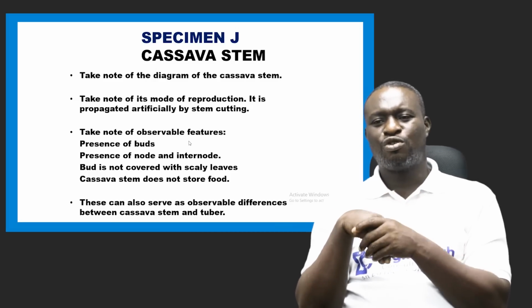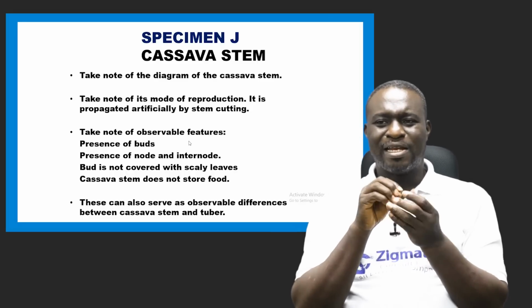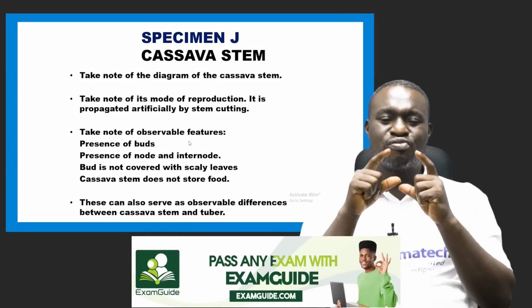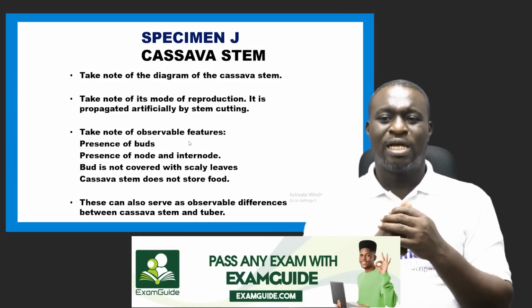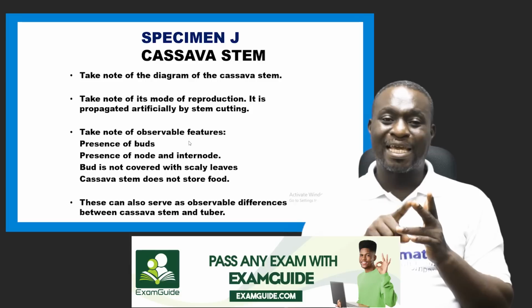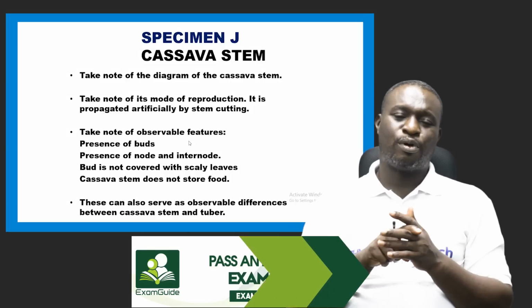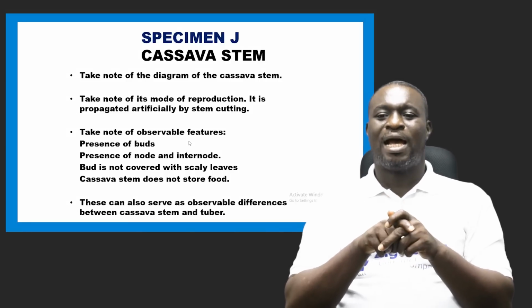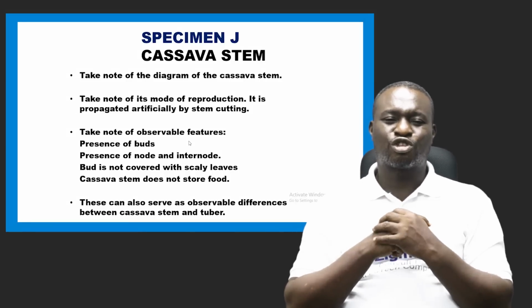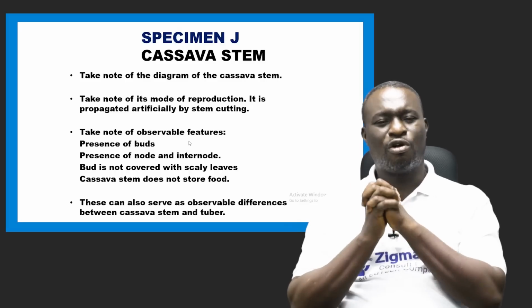or grow into a new cassava plant, all right? Now, take also note of some observable features. Number 1, in a cassava stem, there is the presence of a bud, there is presence of node and internode. The bud that is present there is not covered with scaly leaves, and then the cassava stem does not store food.